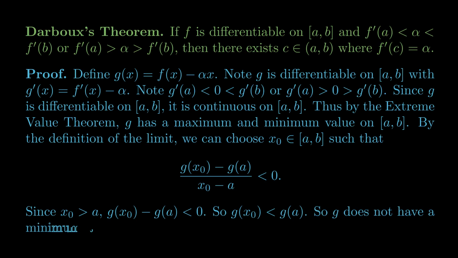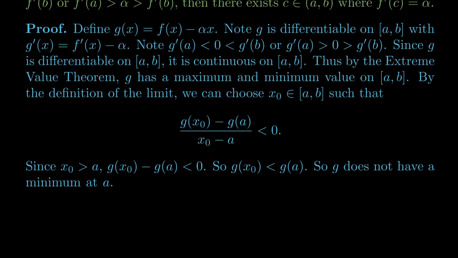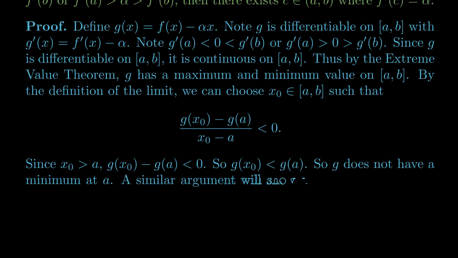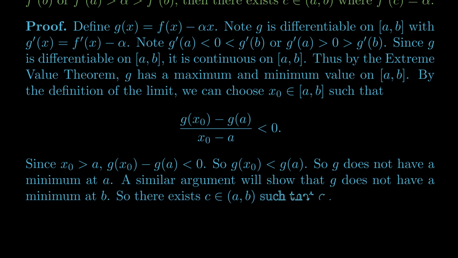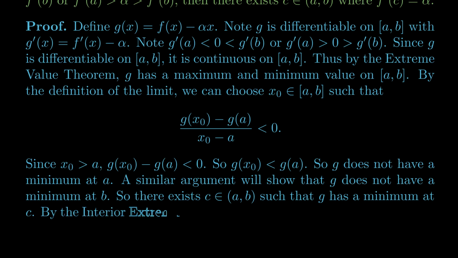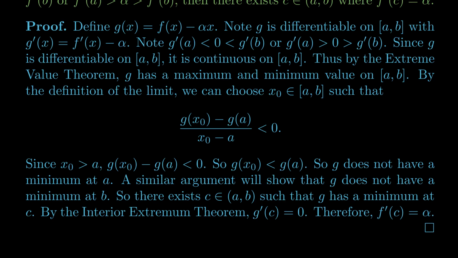So g doesn't have a minimum at a, and then a similar argument will show that g does not have a minimum at b. But it has to have a minimum somewhere in this interval, so we conclude that there exists some c in the open interval a to b, such that g has a minimum at c. And then by the interior extremum theorem, g prime of c equals 0. Picking our heads back up and looking at the start of our argument, f prime of c equals alpha, proving Darboux's theorem. In the next video, we'll discuss the mean value theorem.